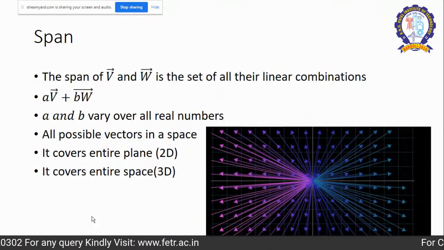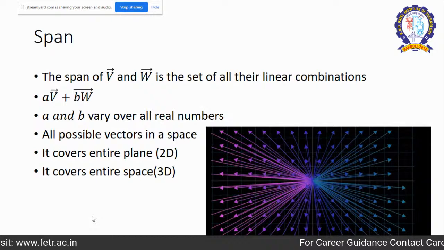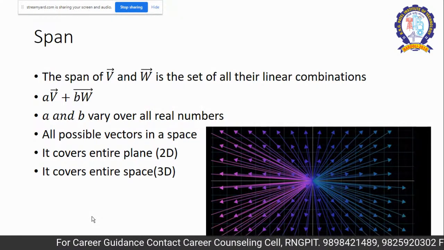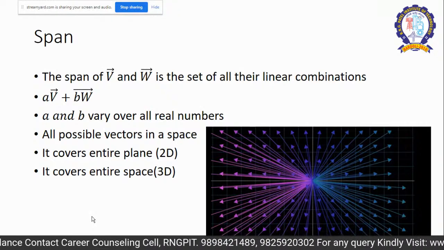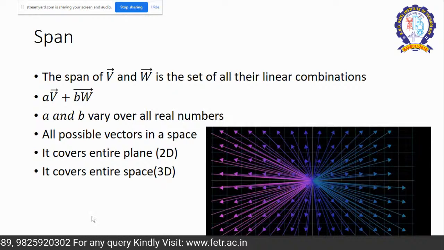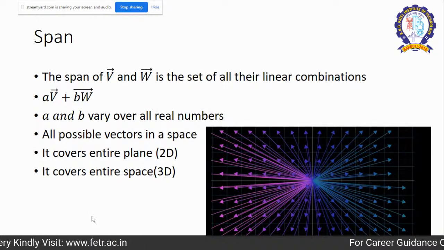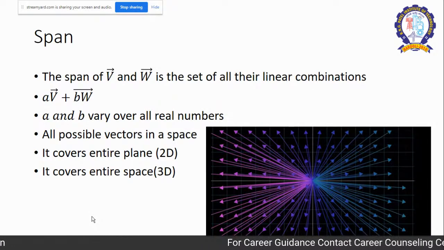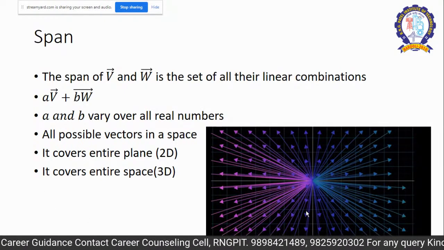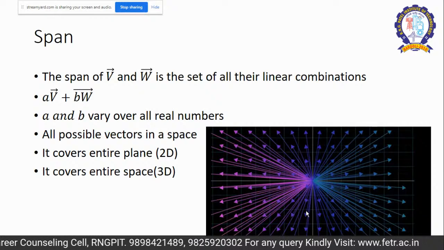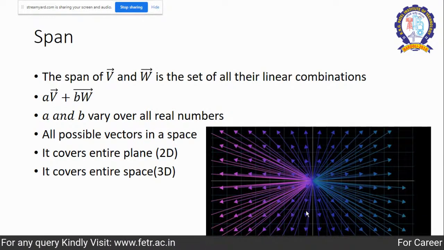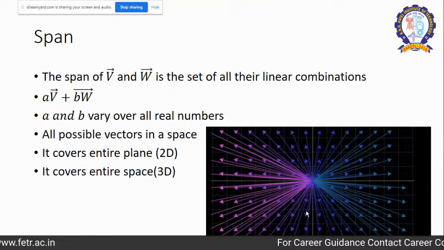Now, a span. The span of two vectors, v bar and w bar, is the set of all the linear combinations, which is nothing but a v bar plus b w bar. Here a and b are constants, not vectors, and they vary over all the real numbers. We can get all possible vectors in the space, meaning we can change the values of a and b to get different points in the space. So, how many points? That's the set of all points generated by v and w with different real numbers. So that gives a span.